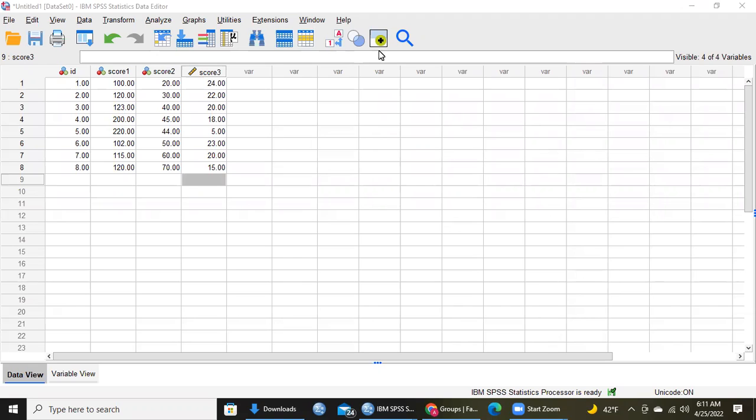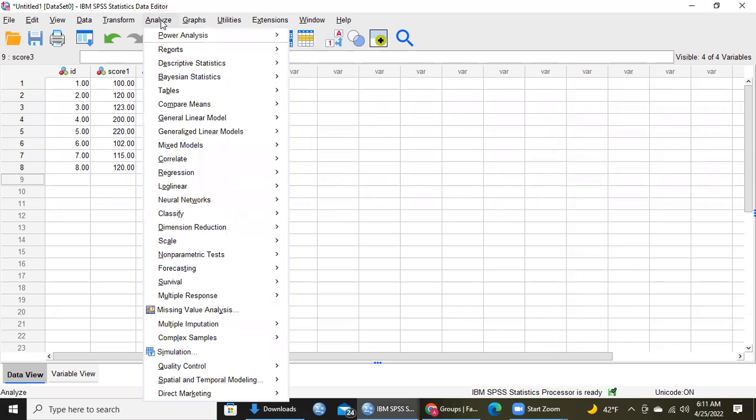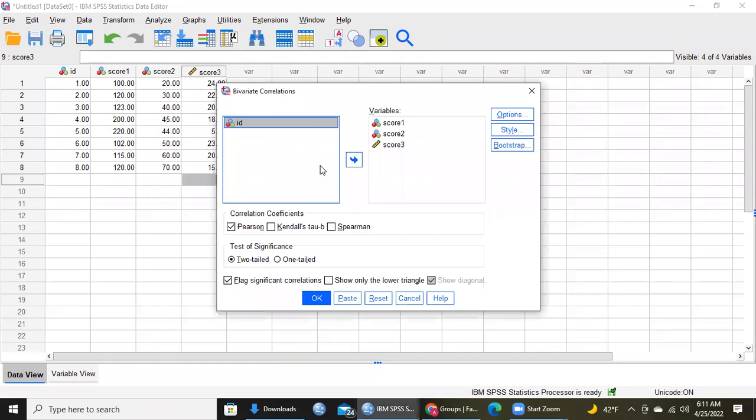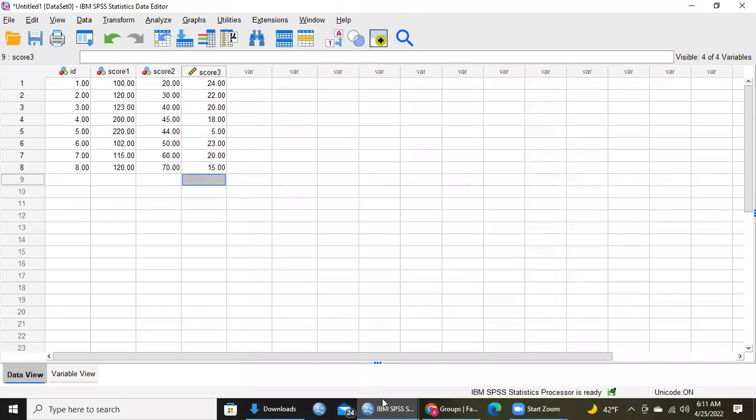So let's go and try to run a correlation. How you do that is you do analyze, correlate, bivariate. You move over scores 1, 2, and 3. You will tick Pearson's. You say okay to this. All right. And then I've already done it. So let's look at the output.